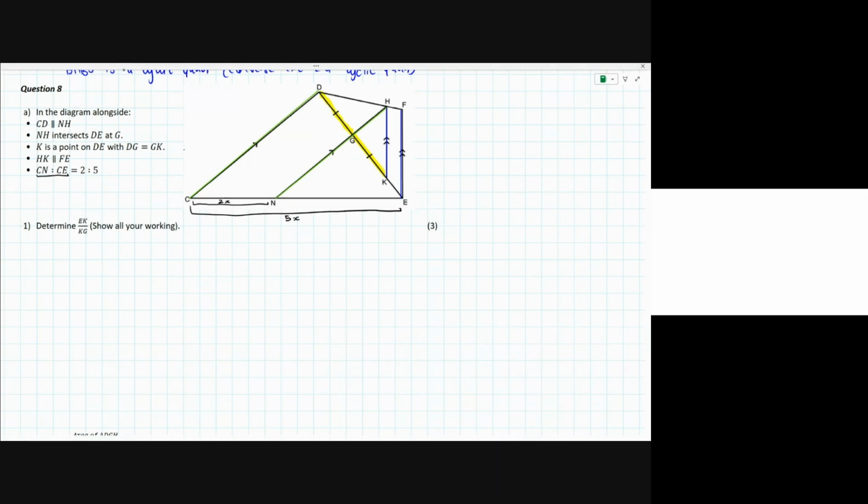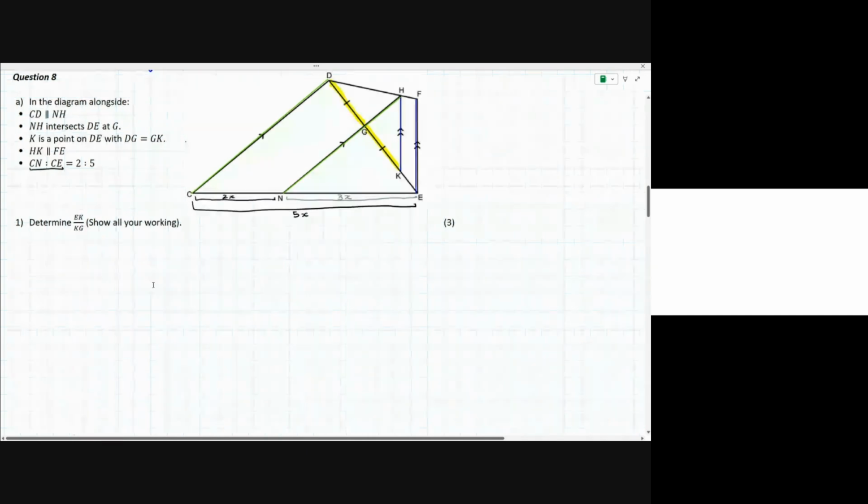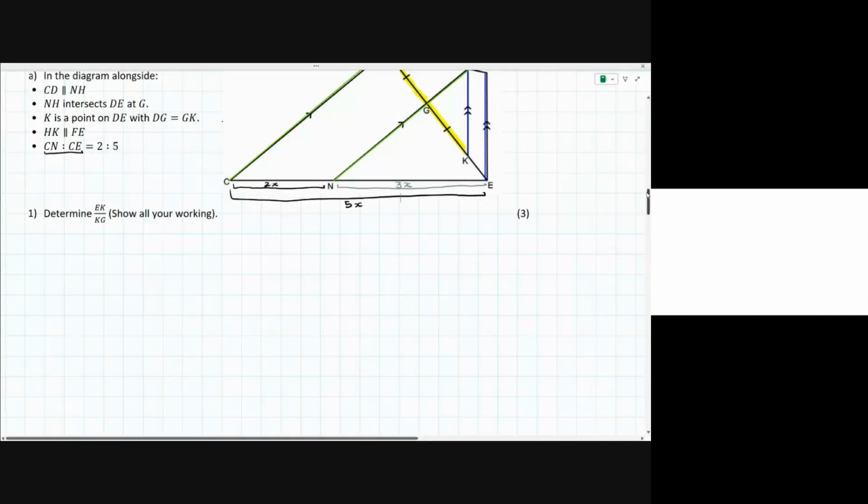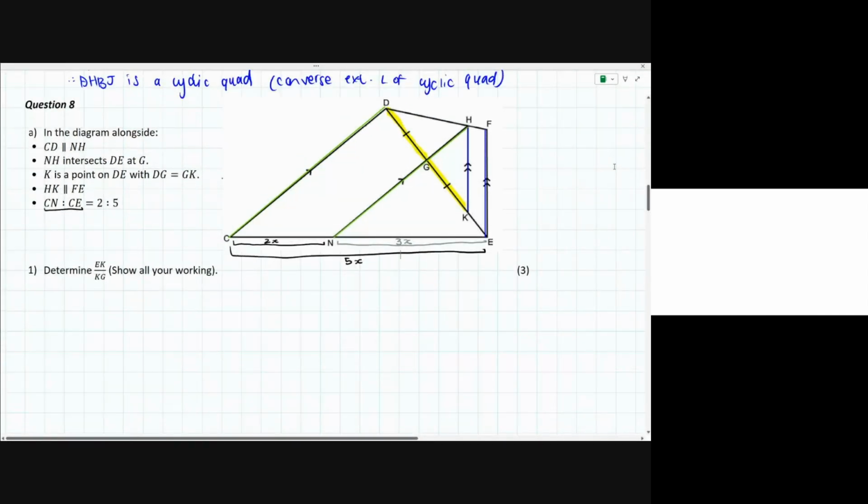Now, what that means, grade 12s, is that you actually know the ratio of CN to NE. If this whole length is 5 parts, this therefore means that NE is 3 parts. Right, so particularly with ratios, I like to fill it in on my diagram. I like to see what I'm working with. I'm just going to make this a bit bigger so we can see clearly, and then we can go into answering our questions.